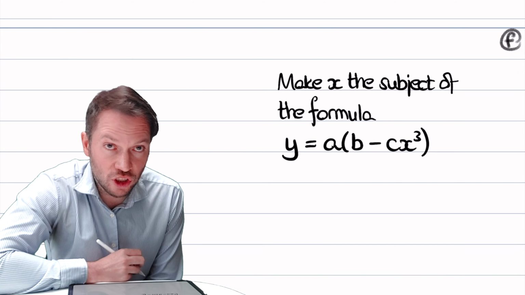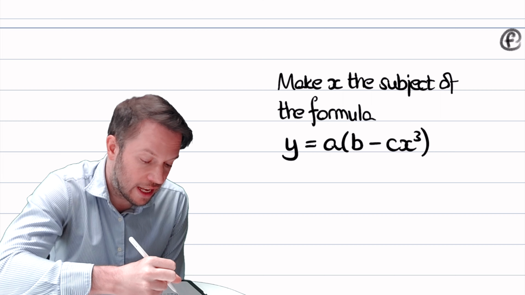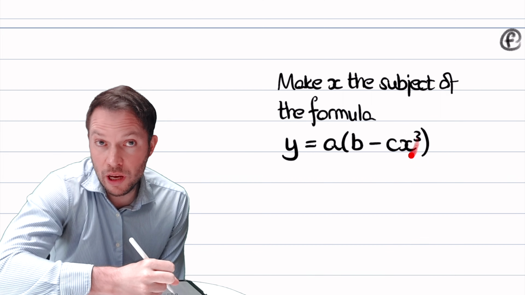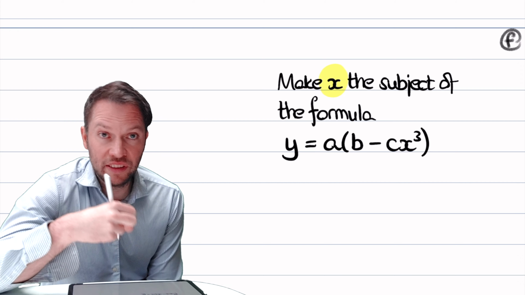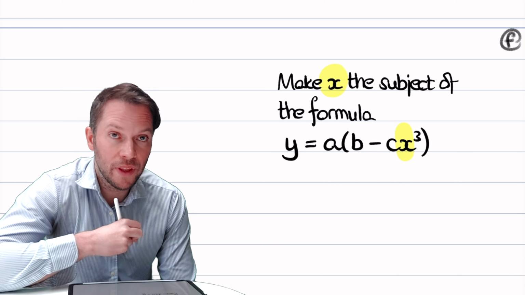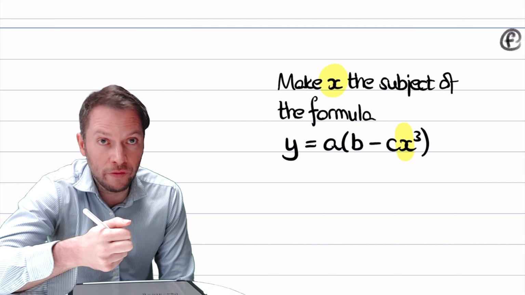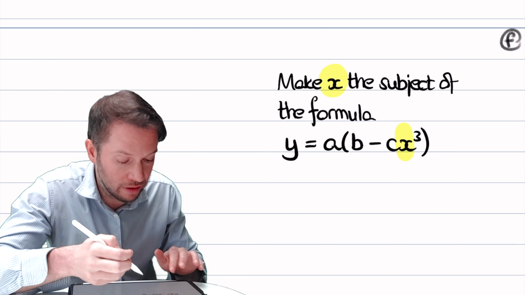Hi, in this video we're going to change the subject of the formula where we've got brackets involved and cube terms or higher powers. Now remember, to make x the subject of the formula means to get x on its own on one side of the equation. So we need to get that x on its own. And we gradually undo the things around the x, the subject, to get it on its own. So we almost unpeel the onion, if you like.